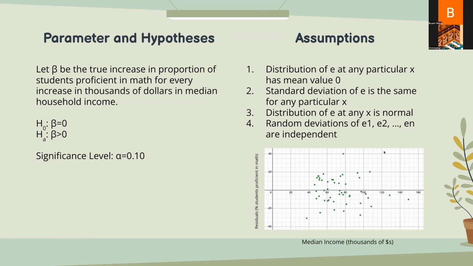So this is the actual hypothesis test. First, for parameter and hypotheses, let beta be the true increase in proportion of students proficient in math for every increase in thousands of dollars in median household income. Our null hypothesis was beta is equal to 0, and our alternate hypothesis is that beta is greater than 0.